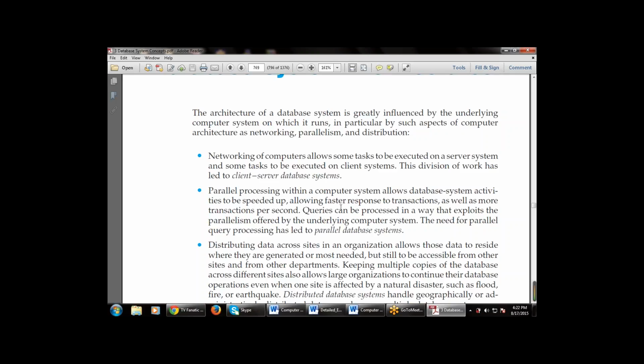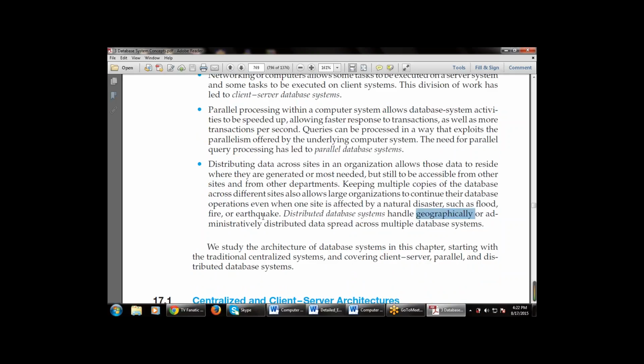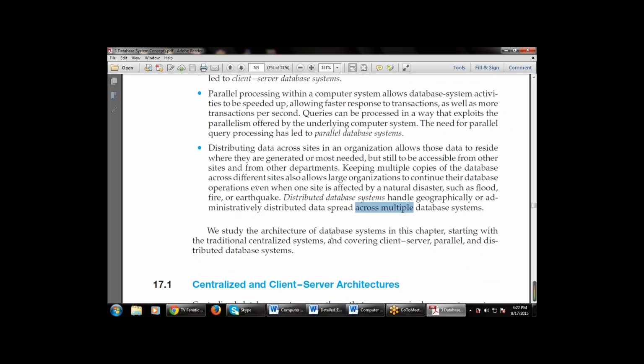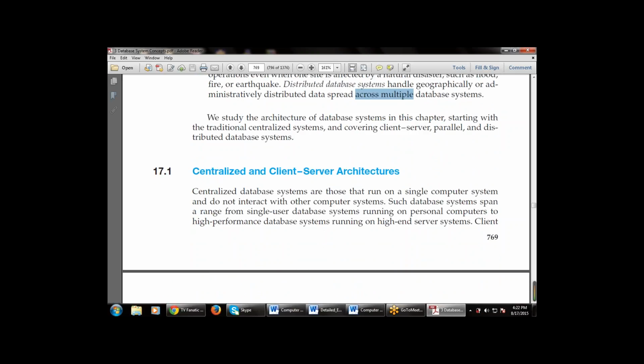A distributed database system handles geographically or administratively distributed data spread across multiple database systems. Then we will discuss the main difference between the centralized and the client server architecture. Whenever we say centralized, that means every database is combined into one place, available at one place. That is a centralized system. Every piece of data is available on a single computer that does not interact with other computers.